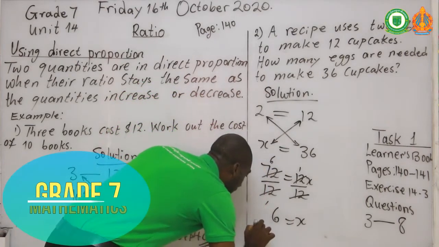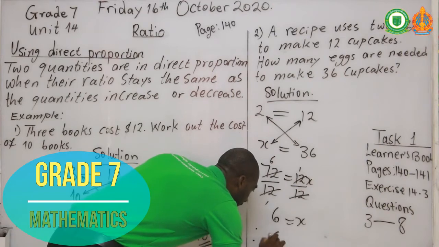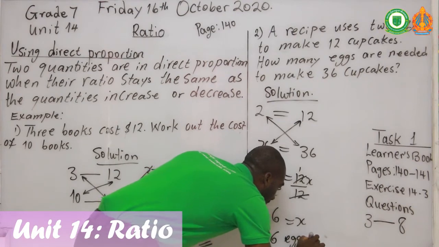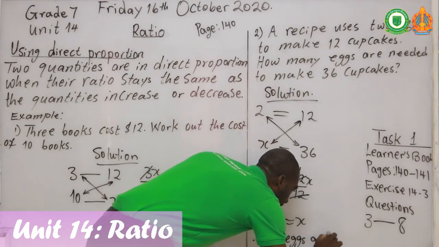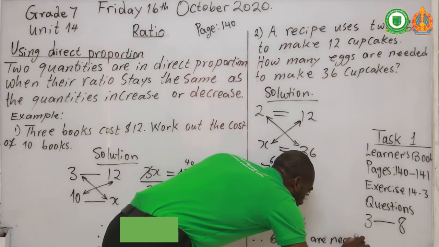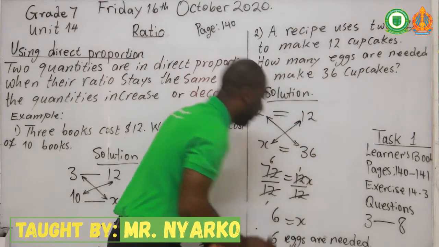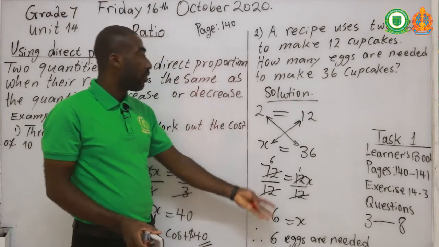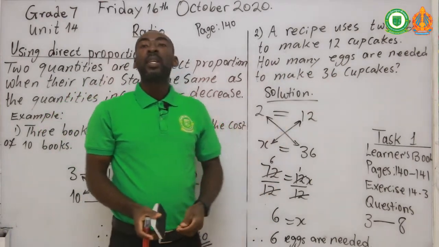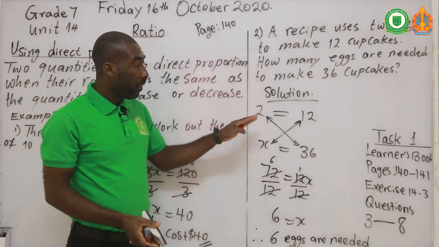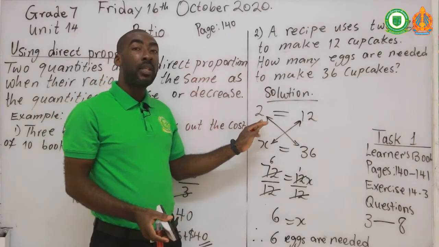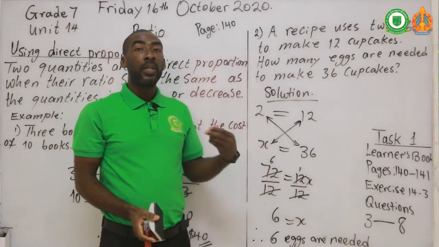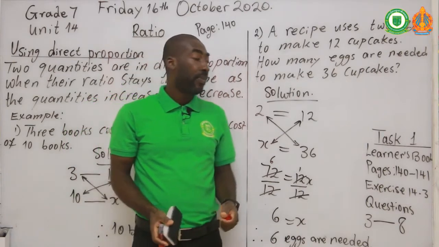That means, so therefore, 6x are needed. Okay, so that becomes your final answer. So it means that you need 6 eggs to make that of 36 cupcakes. Your cross multiplication is the key direction or way for you to find your answers to direct proportions, okay?